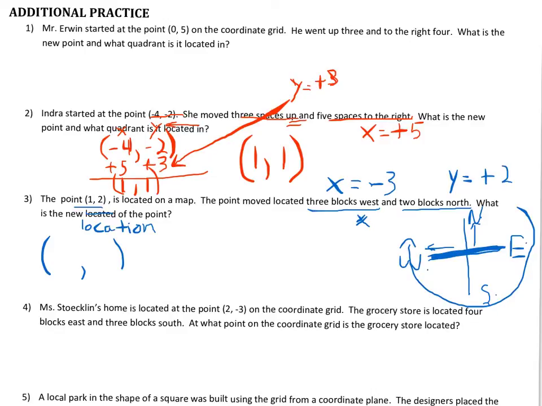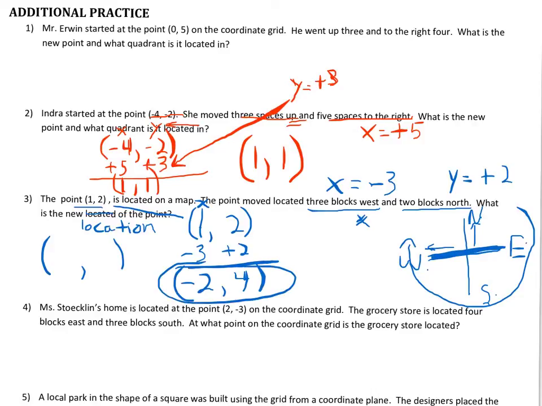Okay, so now I'm going to come back. My original ordered pair was 1, 2. Okay, now my x, which is this one, changed by -3, and my y changed by +2. Okay, so then basically just add these. 1 minus 3 is -2, and then 2 plus 2 is 4. So my new location, my answer, is simply -2, 4. -2, 4.